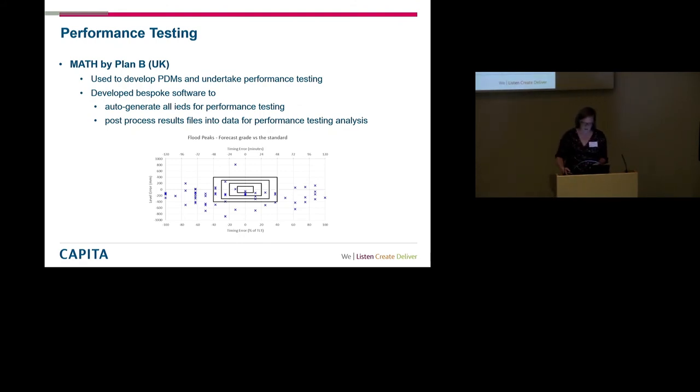Plan B UK have developed a software called Math, which we use to calibrate the PDMs. They've also developed some bespoke software that auto-generates the IEDs or the PDM inflows. Because we had to run so many variants for the performance testing, there were up to 1,900 runs per forecasting site. That required at least 1,900 IEDs, which would have been a lot to generate manually. So Math created a way of developing these IEDs automatically.